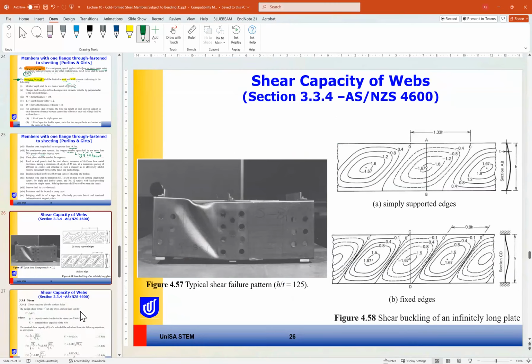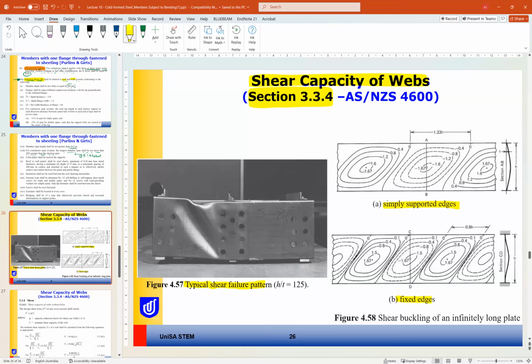The next part is the shear capacity of the webs. For the shear capacity of the web, we use clause or section 3.3.4 in the Australian standard 4600. As you can see here, this is a typical shear failure of the cold formed steel section. This is how the buckling happens, whether it is a simply supported edge or a fixed edge.